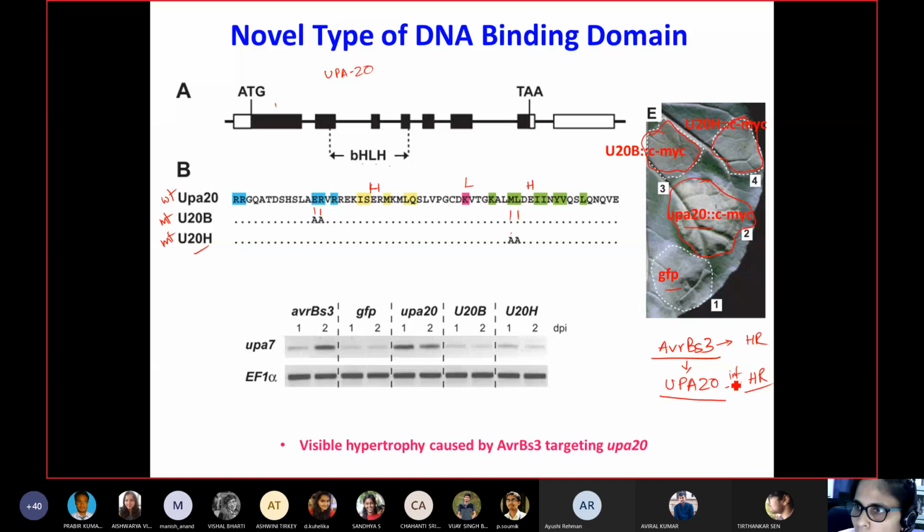So that has been shown here. When UPA20 is infected on the plant leaf, this portion gives you a hypersensitive response. Whereas if you mutate this important region here, the loop or helix, or here the helix and other sequences, then this response is deleted, or it's not there anymore.